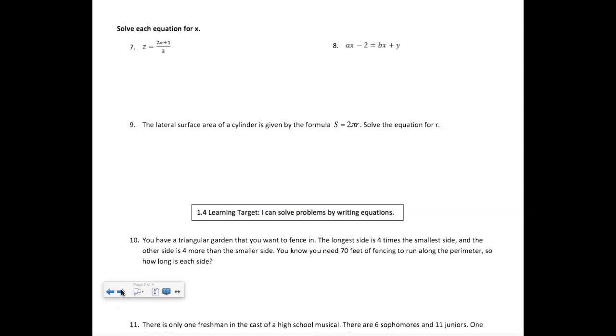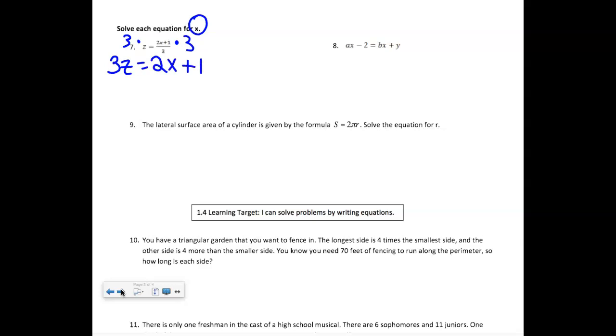For these ones, we are solving for a letter. Make sure you're reading the directions. So both of these say we're going to solve for x. The problem on the left here, number 7, reminder, you always want to get it out of the fraction. So I'm going to get rid of this 3 first. So I'm going to times by 3. On this side, I'm going to be left with 3z. On the other side, those 3's are going to be canceling, so I'm just left with 2x plus 1.